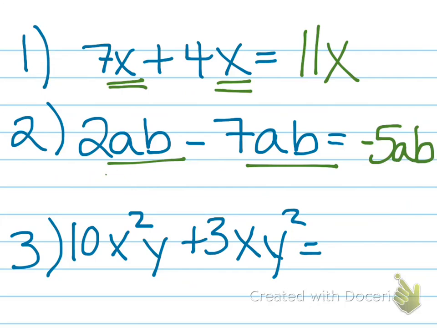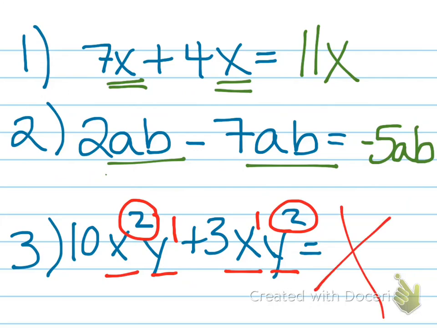Now, this third one, they both have an x. They both have a y. However, this x has a degree 2. This one has a degree 1. Over here, we have y with a degree 1 and then y with a degree 2. Yes, their variables match up, but they have to have the same exact valued exponents. So you cannot do this problem. You cannot add those like terms.